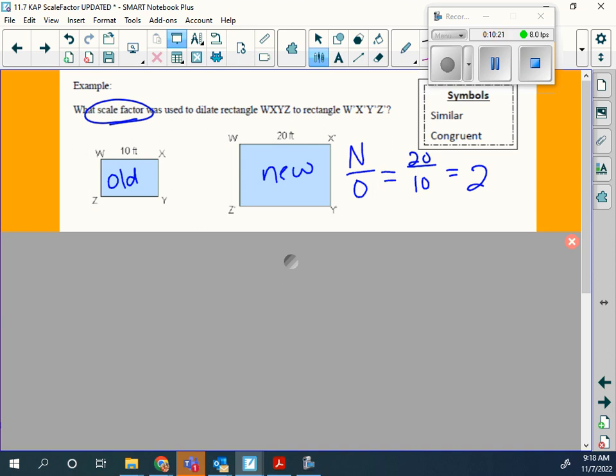Okay. There's a couple of symbols up here that you may or may not see. The symbols are similar. It's like a tilde. Okay. But congruent is that. So it's like a little squiggle with an equal sign because it's congruent. They're supposed to be the same. Okay.